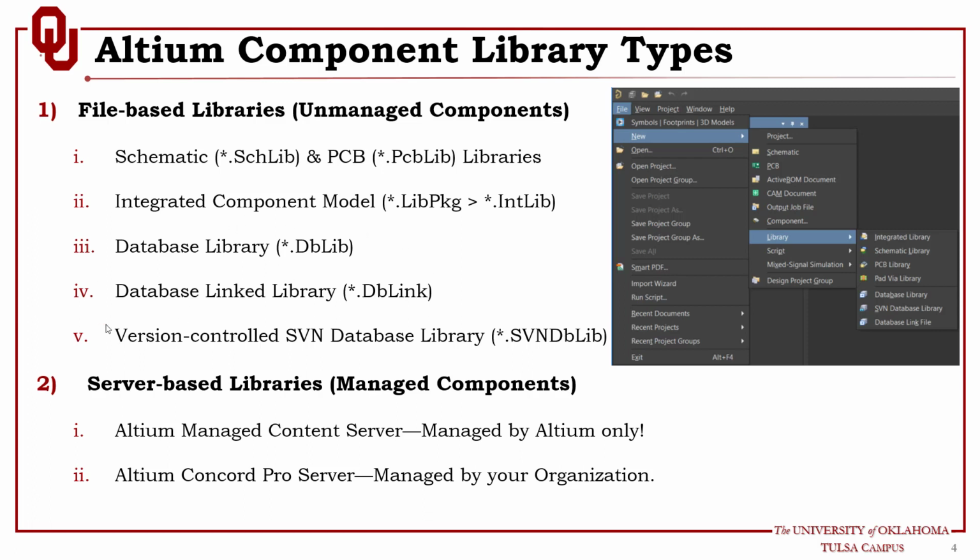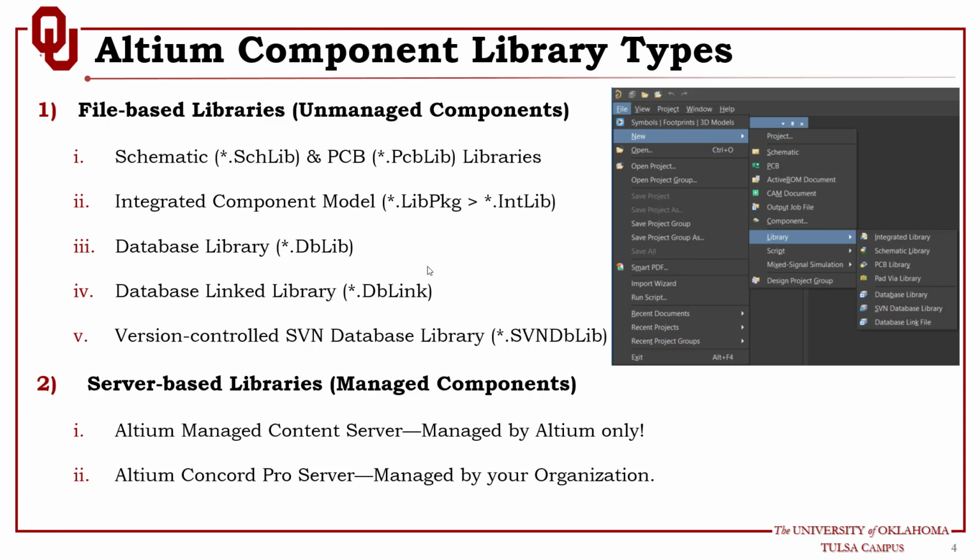Now, the other type of libraries are called database libraries. There are three different types of database libraries. You have the standard database library, which has the format DBLib, and you also have the database linked library, which we'll talk about, and you have the version control SVN database library. All of these are still file-based libraries. They are located on your machine or somewhere on your network drive.